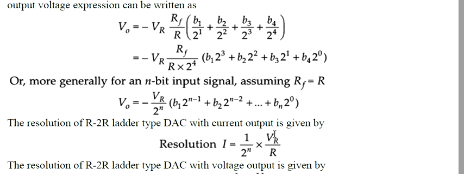And for current, I is equal to V by R, so this RF is cancelled. Then I is equal to 1 by 2 raised to n into VR by R. This is the current output resolution of the R-2R ladder type DAC. Okay, thank you.